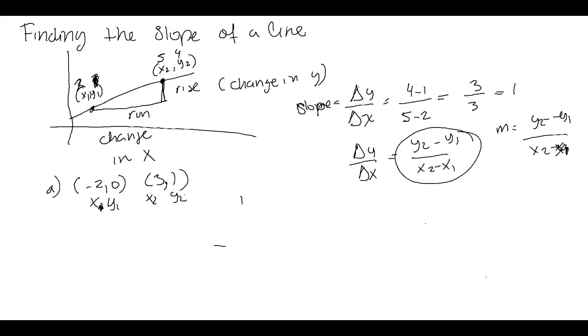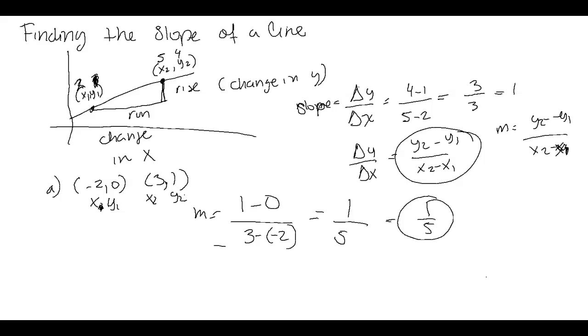So now I want to say 1 minus 0 over 3 minus -2. So 1 minus 0 is 1, and 3 minus -2 is 5. So the slope is 1/5. It's saying that for every 1 unit that I go up in the y direction, there's a change of 5 units in the x direction. Okay. So now that we know about slope, actually let me make a different video for the vertical and horizontal lines.